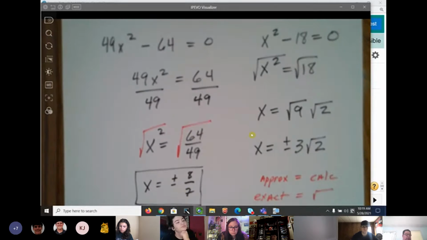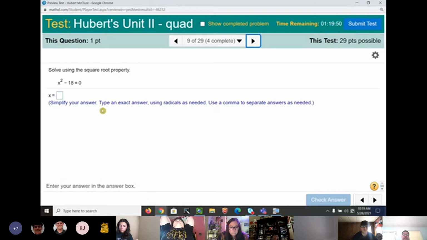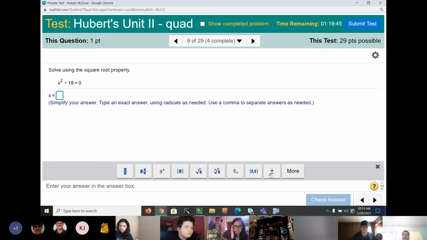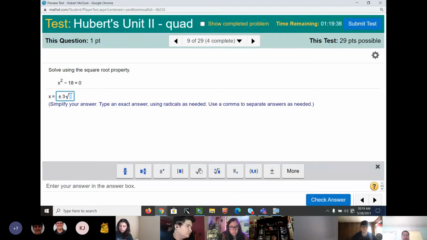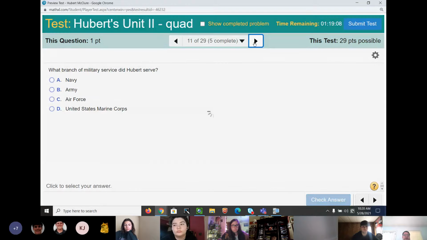So positive or negative 3 square root of 2. And let's say type exact answers. Positive or negative 3 square root of 2. Now let me explain something to y'all. If the directions tell you what to do and you don't have sense enough to read the directions, then don't get mad when I don't give you credit for the problem. Okay? So it says right there, exact. Next. Maybe I made this test too easy.